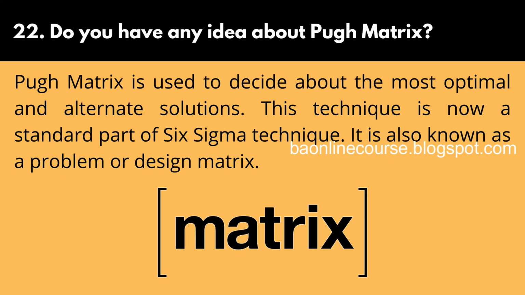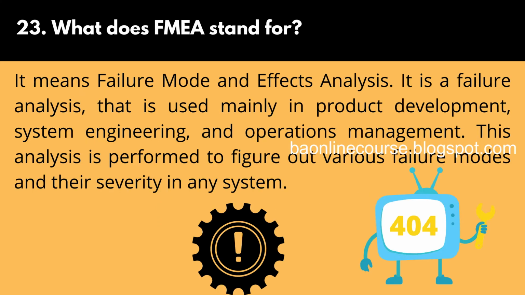Next question number 22. Do you have any idea about Pugh Matrix? Pugh Matrix is used to decide about the most optimal and alternate solutions. This technique is now a standard part of Six Sigma technique. It is also known as a problem or design matrix. Next question number 23. What does FMEA stand for? It means Failure Mode and Effects Analysis. It is a failure analysis that is used mainly in product development, system engineering, and operations management. This analysis is performed to figure out various failure modes and their severity in any system.